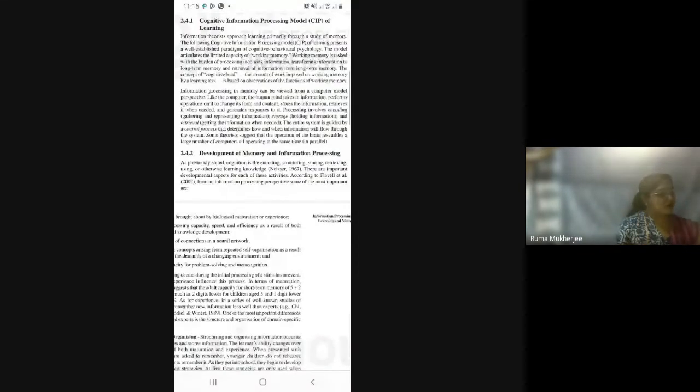Now, this information processing in memory can be viewed from the computer model perspective. The functioning is the same. Like the computer, the human mind takes in information, operates on it, then stores the information, then retrieves it when it is needed, etc. So these were the main ideas of the CIP, the cognitive information processing model.